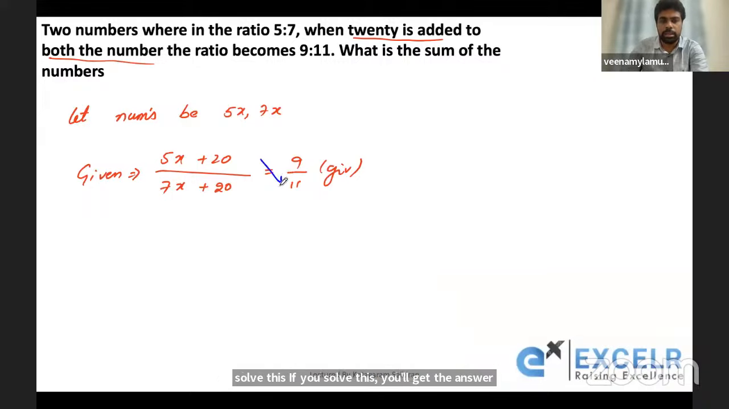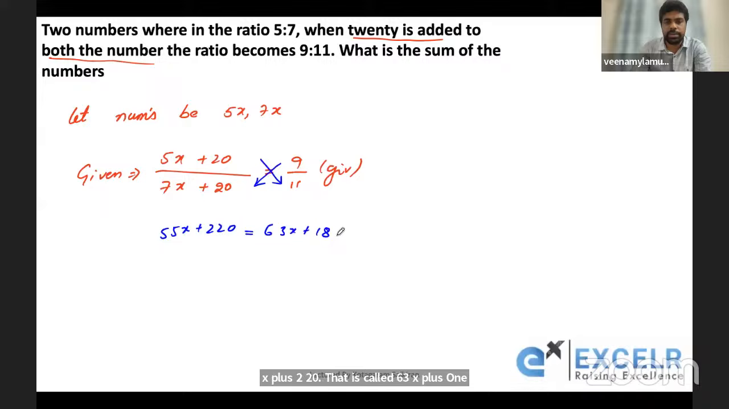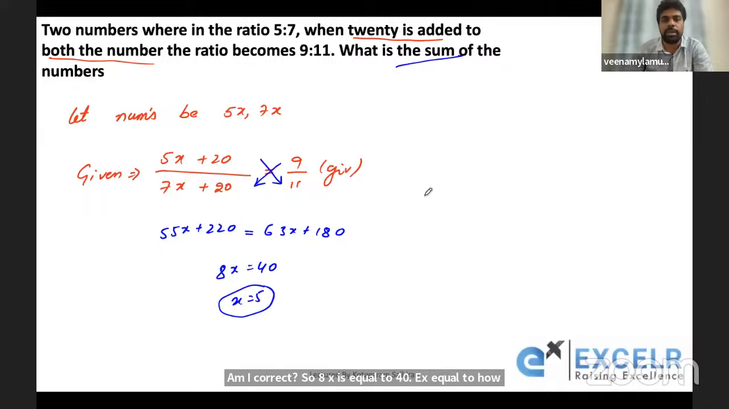If you cross multiply, you'll have 55x plus 220 equal to 63x plus 180. So 8x is equal to 40. x equals how much? 5. What should we find out? What is the sum of the numbers he asked? Sum of the numbers means 5x plus 7x.